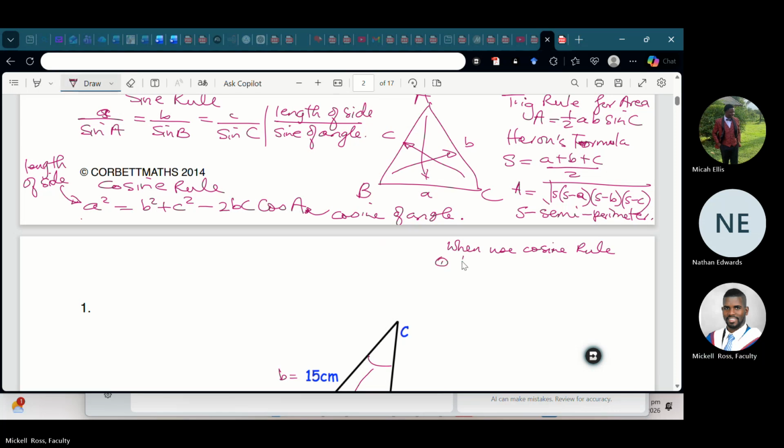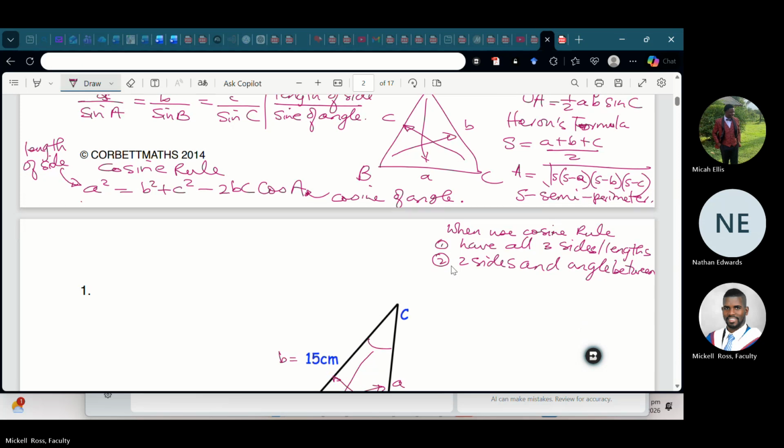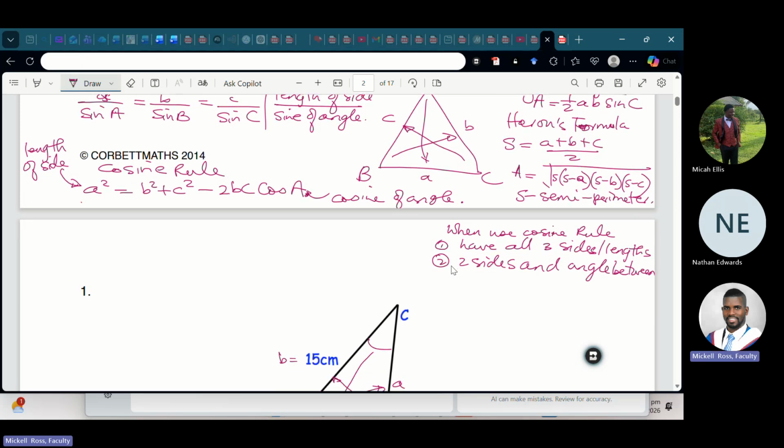One, you have all three sides, or slash the lengths, or you're given two sides and the angle between. So you're either given two sides and the angle between the two sides. So that's when you use the cosine rule. If you don't have those conditions, you have to use the sine rule.